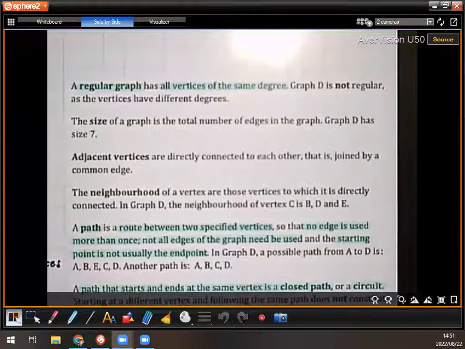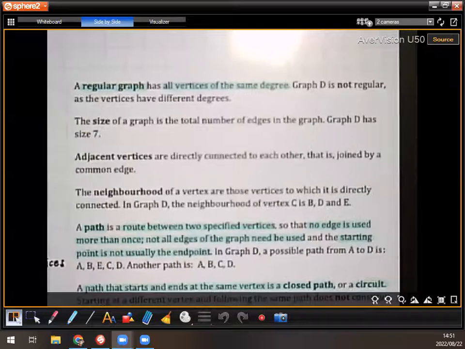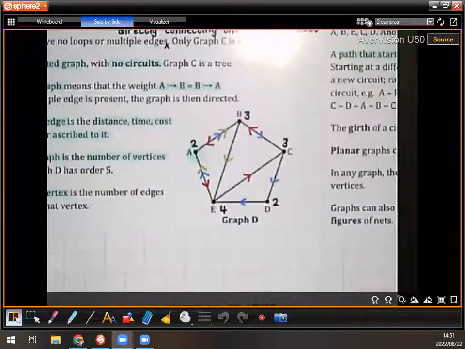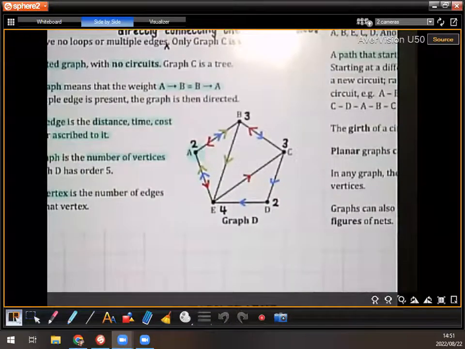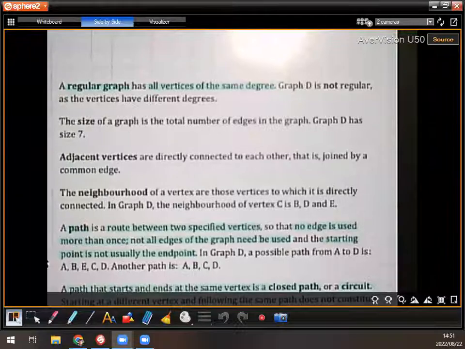Okay, guys, a regular graph has all vertices of the same degree. So that means every single vertex has the same degree, right? So if we're looking at graph D, is that the case for graph D? I'll go back up to the terminology now. These vertices do not all have the same degree, right? So this is not a regular graph.